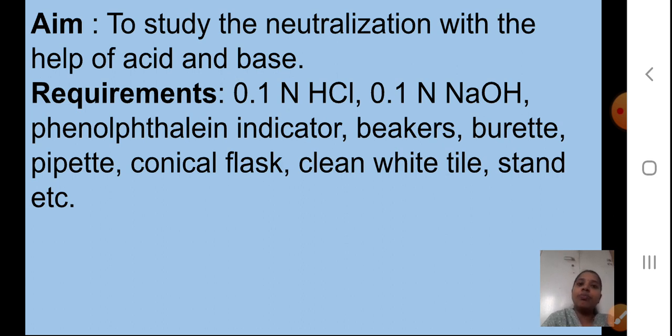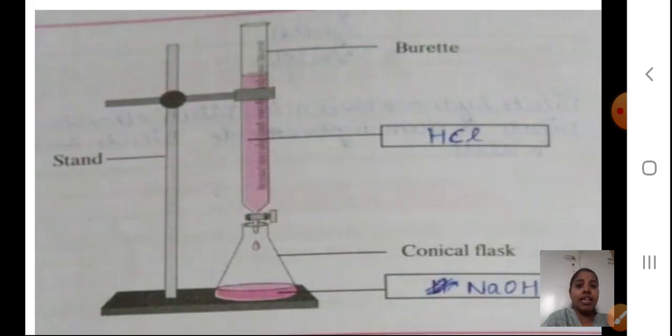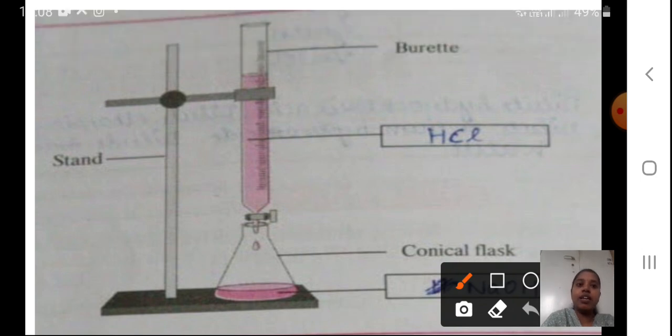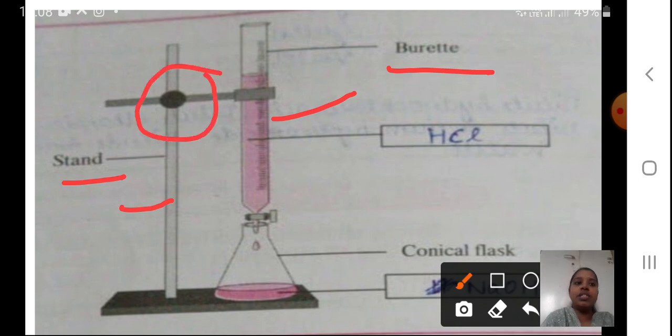I hope the aim of the experiment is clear to you, and you have understood our requirements also. So should we proceed? Now see here, this is the diagram which is there in your journal also. The same diagram is given to you. Now we will see what is present in this diagram. See here students, a burette is written. This is our burette. A stand is there, to which the burette is attached. You can see here how it is attached.